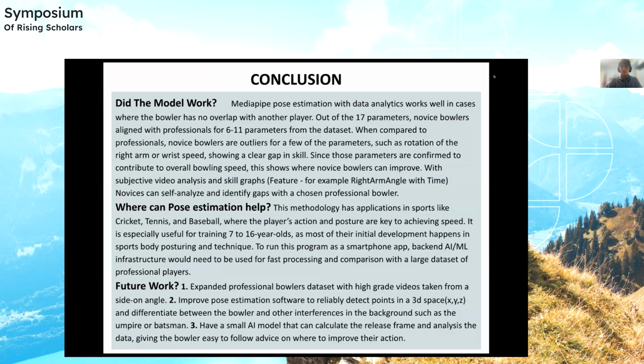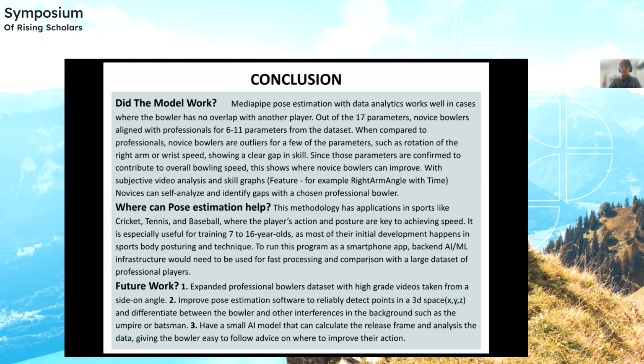So in conclusion, this model tended to show where the parameters were that these fast bowlers could use to improve, and it shows a clear gap of skill between the novices and professionals. This application has been used in a few other sports, particularly tennis, I would say, because there's a lot of different things with serving, but nothing for cricket is used for novice bowling actions. There's only applications for professionals.